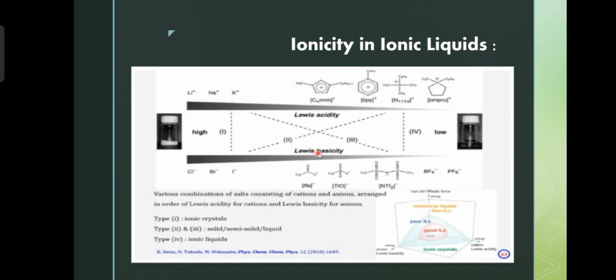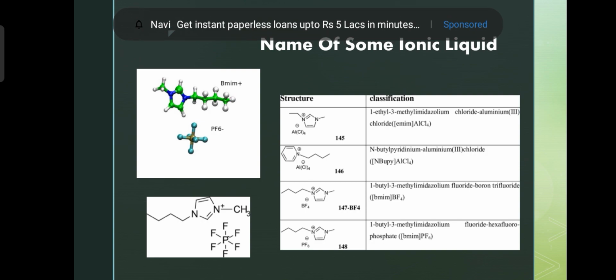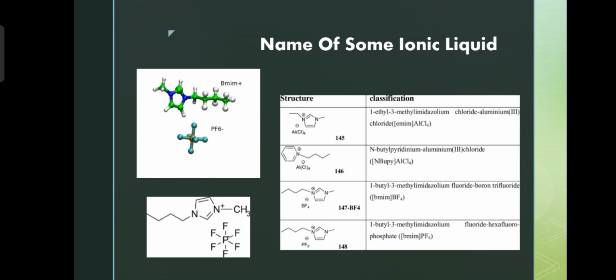Then the ionicity of the ionic liquid. Basically low acidity, low basicity, or low pH range chemicals are used for the formation of ionic liquids. You can analyze this also. Here is the name of the ionic liquid, and as I have previously said, the naming is quite easy to write, and you can please check this.